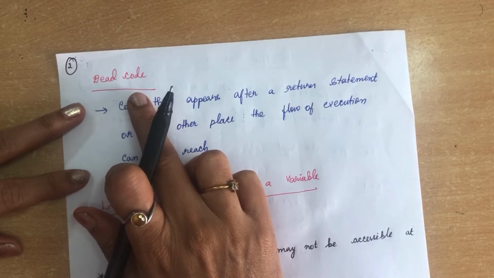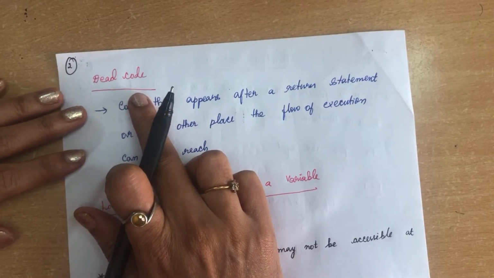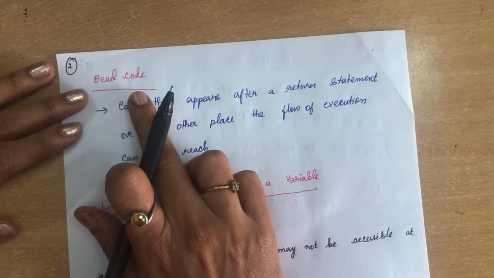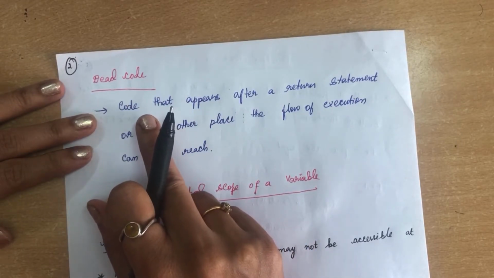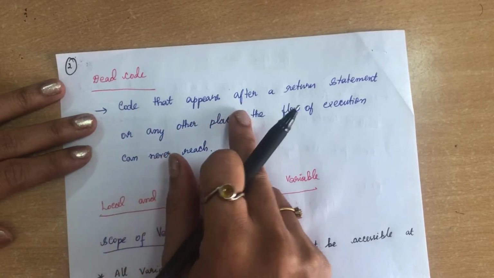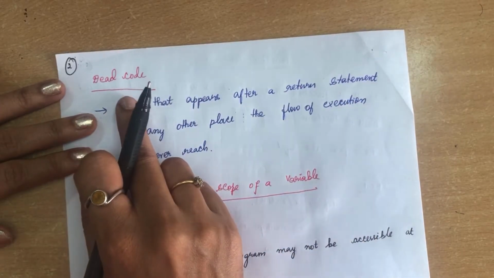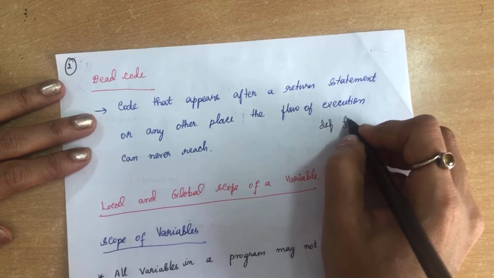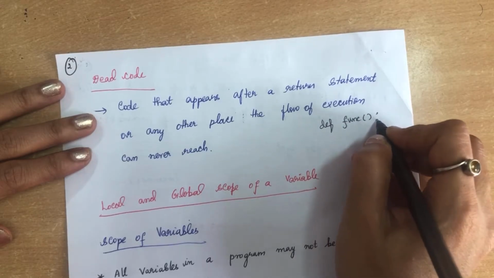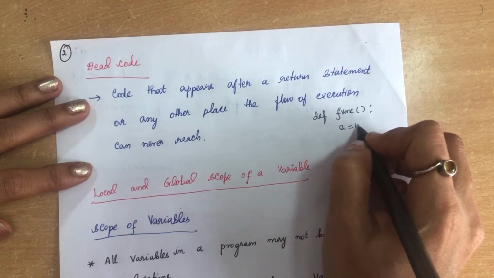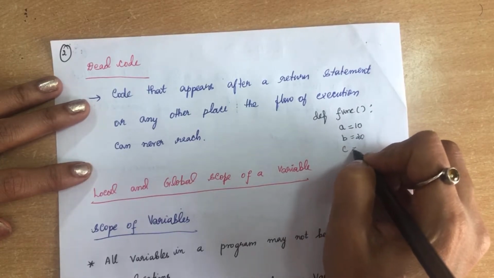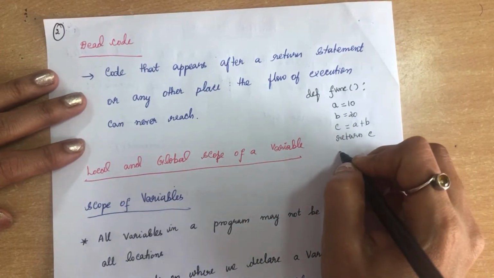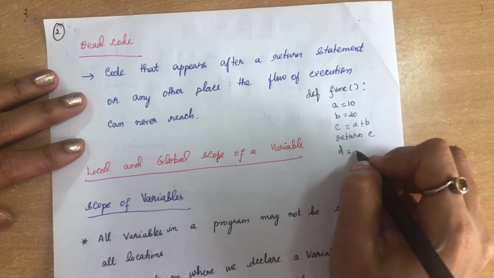What do you mean by dead code? Dead code is a part of the code which is never executed during runtime. Those codes are called dead code. So for a simple example, we can say that the code that appears after a return statement is called dead code. For example, we are going to define a function here, and it has no arguments. Here I am giving a is 10 and b is 20, and c will be equal to a plus b. Okay, and then I am going to return c. After which I am going to give d is equal to 10.